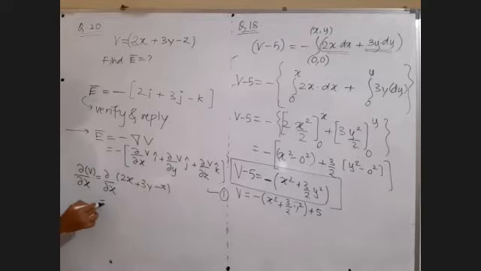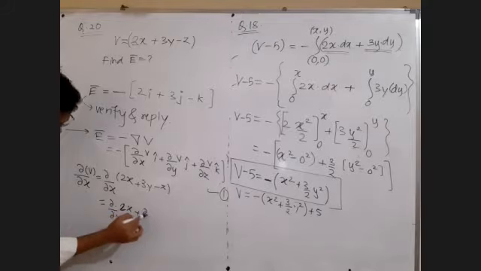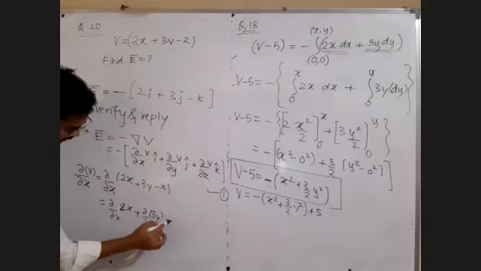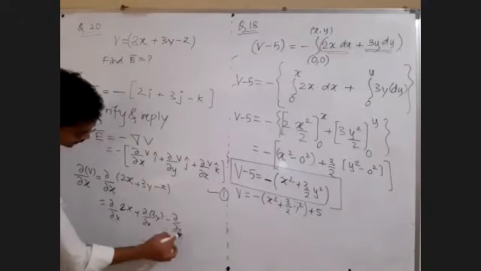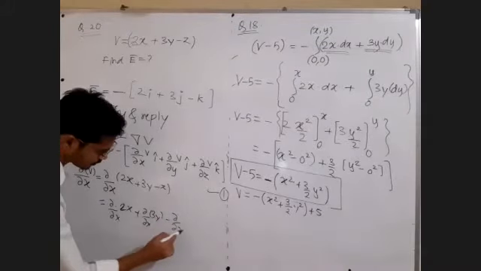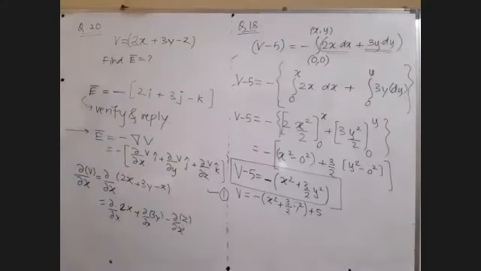The derivative of each term can be found out separately. So dou by dou x of 2x, plus dou by dou x of 3y, minus dou by dou x of z. Okay, the derivative of each term we have to find out separately.